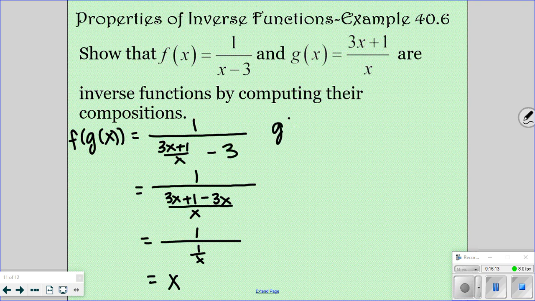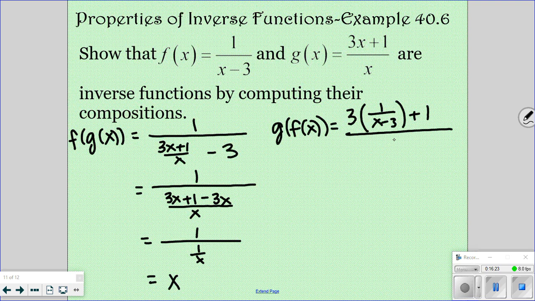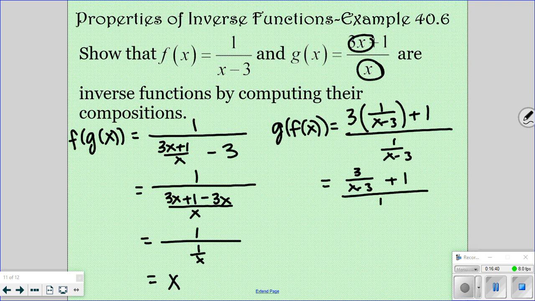Now we have to do g of f of x. And so instead of x, we're going to replace it with 1 over x minus 3. So you have to plug that in for both of your x's. And most commonly in this part people only plug it in for one of them, but we have to plug it in here and here. So now we distribute, and so we'll have 3 over x minus 3 plus 1, over 1 over x minus 3.